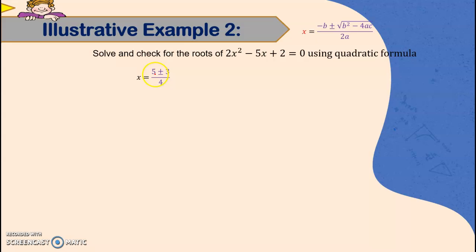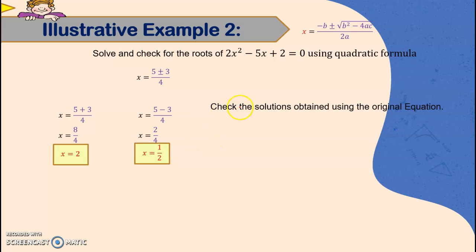Then we separate the plus or minus and then solve the roots individually. 5 plus 3 all over 4, that is 8 over 4, which is 2. 5 minus 3 over 4, that is 2 over 4. If you simplify it, that's 1/2, right?